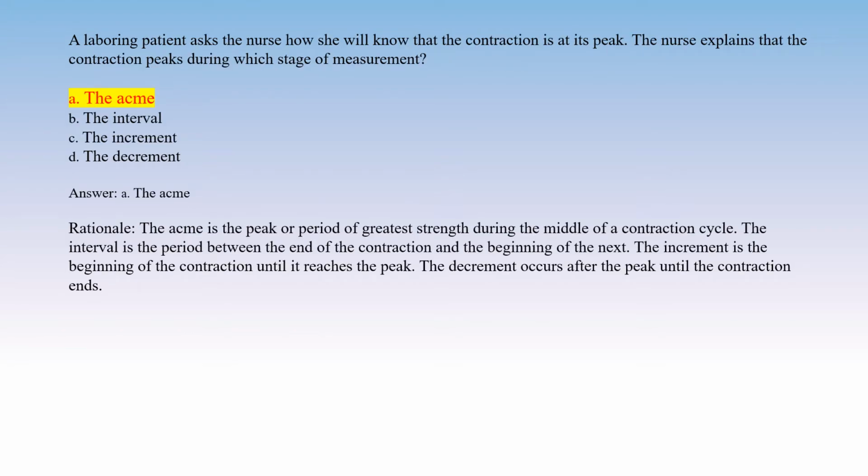Answer: A. The acme. Rationale: The acme is the peak or period of greatest strength during the middle of a contraction cycle. The interval is the period between the end of the contraction and the beginning of the next. The increment is the beginning of the contraction until it reaches the peak. The decrement occurs after the peak until the contraction ends.